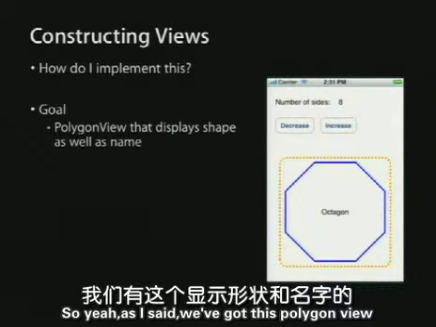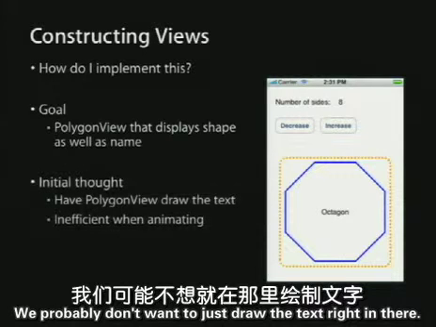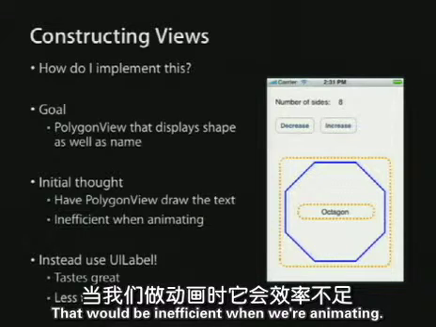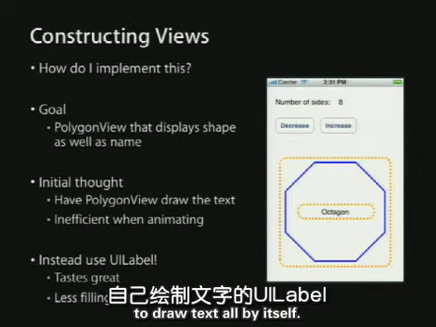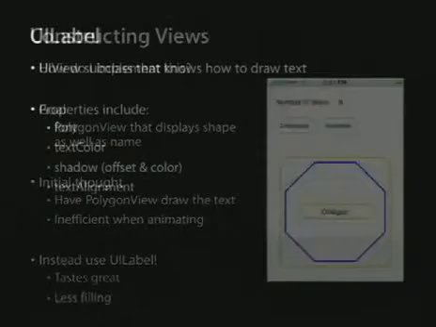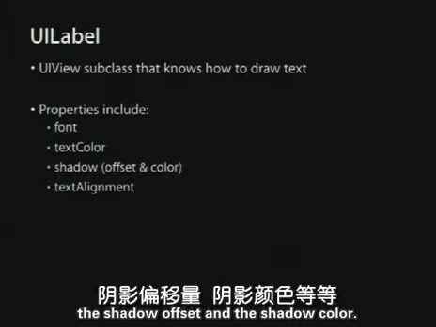As I said, we've got this polygon view that displays the shape and the name. We probably don't want to just draw the text right in there. That would be inefficient when we're animating. So instead, we'll use UILabel, which knows how to draw text all by itself. It has a whole bunch of properties that do some really cool things, including letting you set the font, the text color, the shadow offset, and the shadow color.